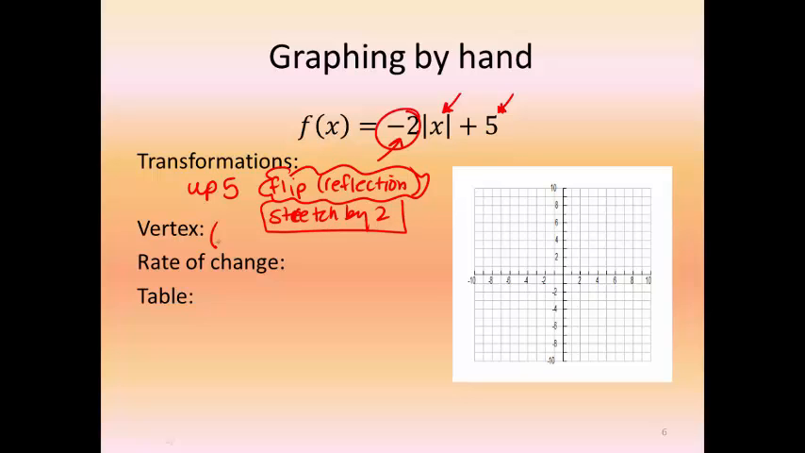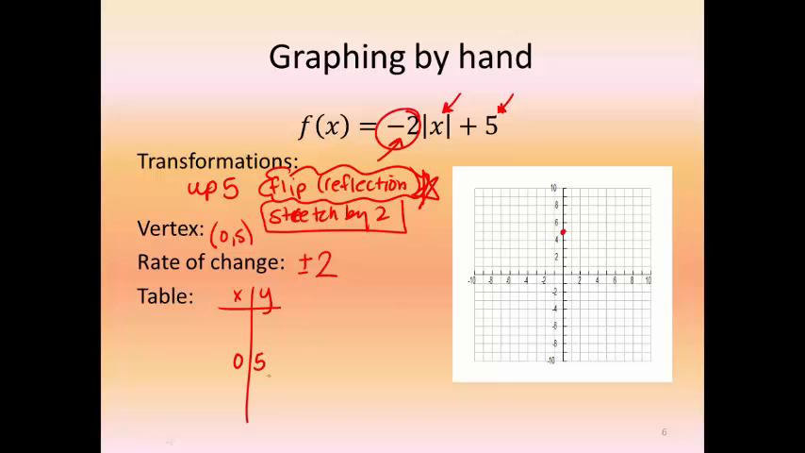My vertex, since it did not go left or right and it only went up 5, is 0, 5. My rate of change is still plus or minus 2. Don't worry about the negative sign. The only thing the negative sign tells us is that it goes upside down. And for this one, for the table, my XY table, I can put the 0, 5 in the middle.